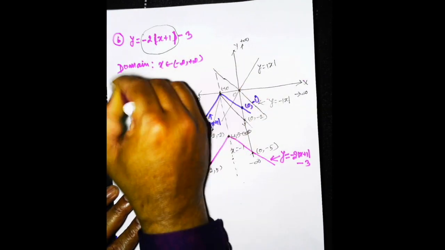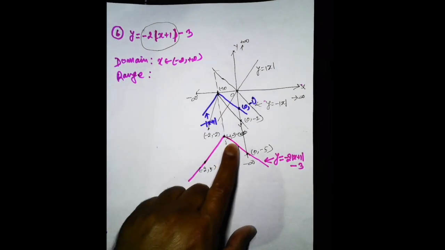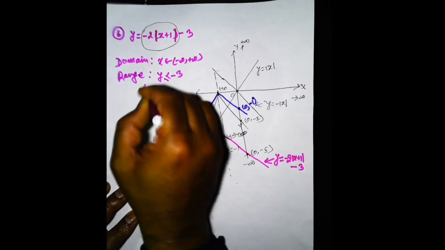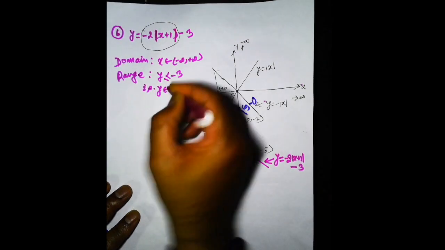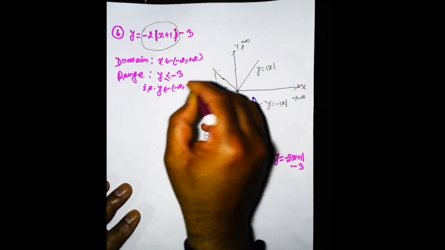And for the range, just now I discussed that the maximum value of y is -3. That means all the values of y will be less than or equal to -3. You can also write that as y belongs to (-infinity, -3].